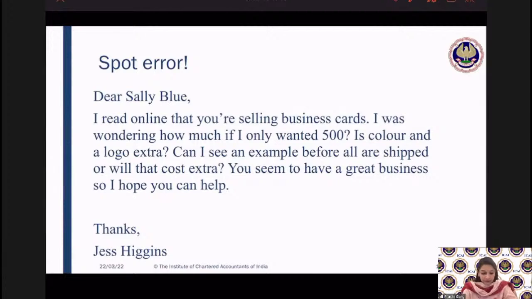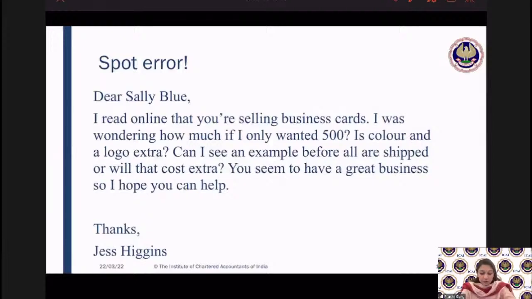There are no proper paragraphs. The entire information is lost. She's discussing so many things. She's talking about the business cards, then the order, the quantity, then what will be the cost. And then she wants to discuss whether the color and logo will be extra, and whether that will be included in the cost that is being given.